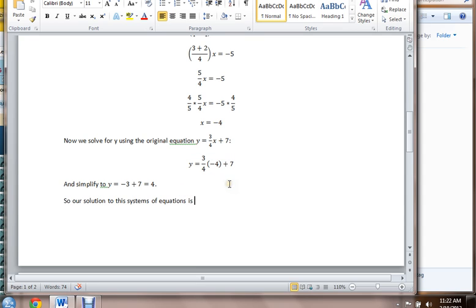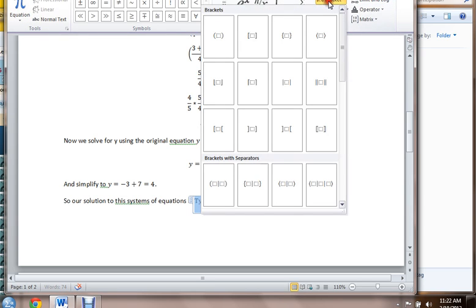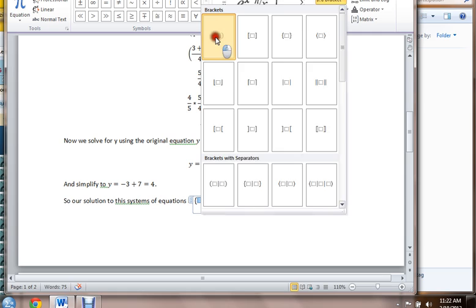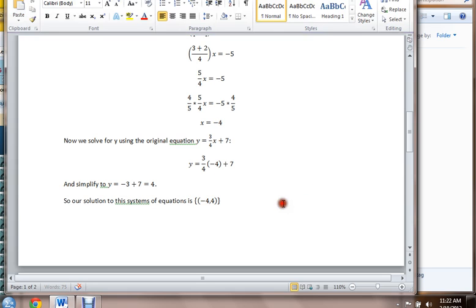And so we're going to write that in set notation as an ordered pair. So last time we're going to use the equation editor, go into equation, bracket. This time I'll use the curly brackets for a set notation. And then inside of that, I'll use another set of brackets for the point notation. And here I'm going to use the comma to separate the two numbers. So the x value comes first, -4, and then the y number comes second, 4. So we have a single point, which is the solution set to this systems of equations.